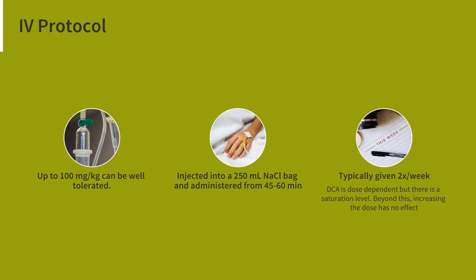Since safety and efficacy are still being researched, most will stay around 50 milligrams to 70 milligrams per kilogram for a patient. The DCA would be injected into a 250 ml sodium chloride drip bag and administered over a 45 to 60 minute time period. You would receive the IVs twice a week. Some people also add in high-dose vitamin C or glutathione IVs or pushes for neurological support during treatment.